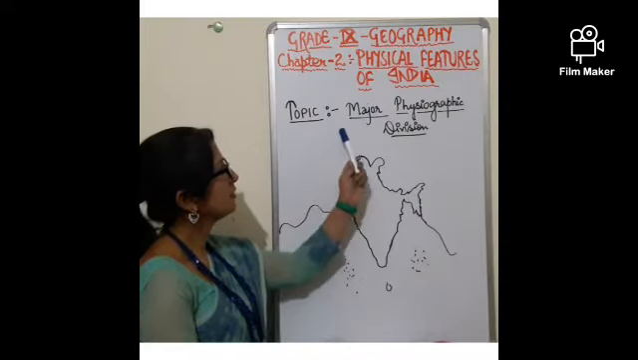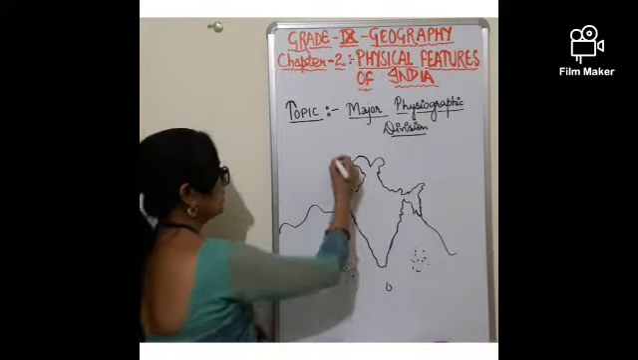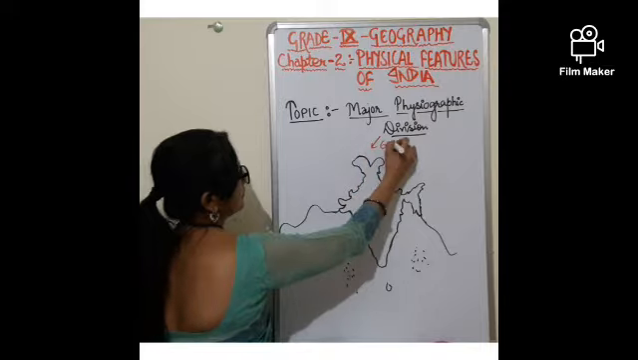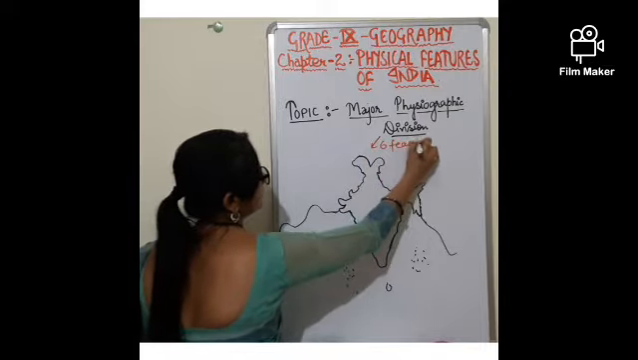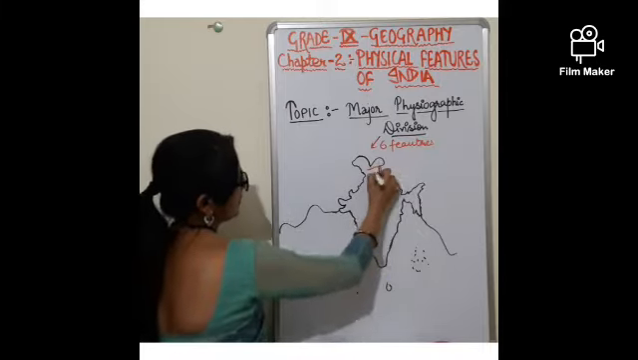Now next topic is major physiographic divisions. So the physical features are divided into 6 divisions. Number 1 is Himalayan mountains.